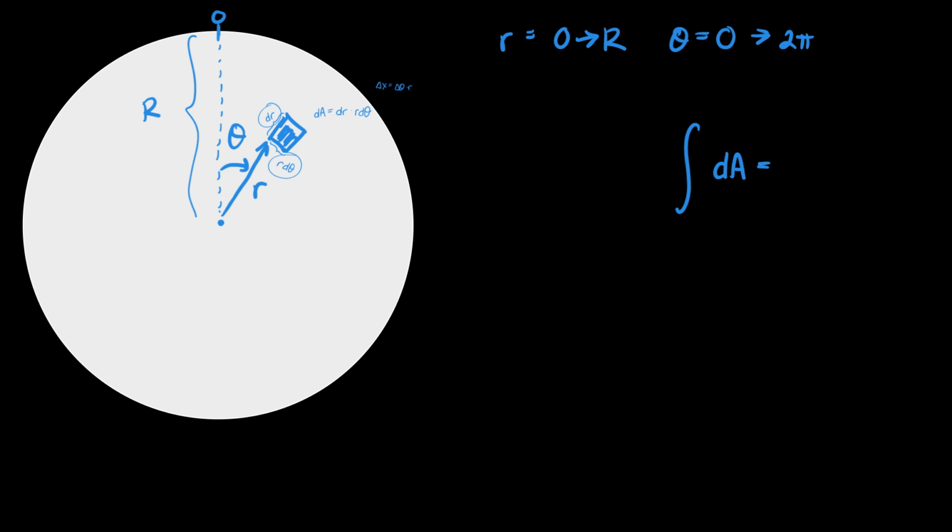I'm going to replace dA with dr times r d theta, just like I said. But you'll notice there's two d things, right? There's dr and d theta. That means we have to do two sums. One for r and one for theta. I knew you wouldn't like it, but I don't really care. I have to add up both things.